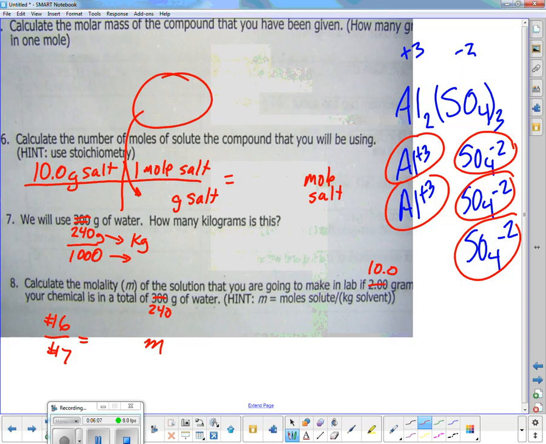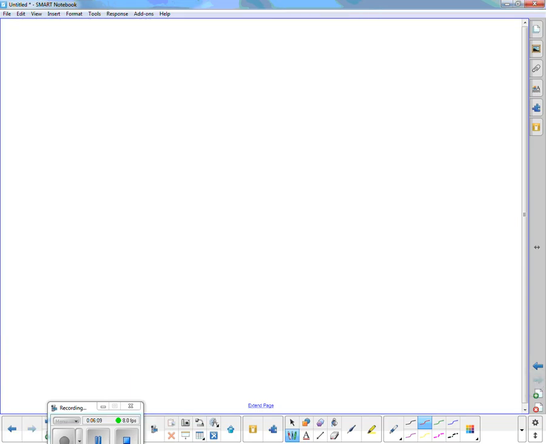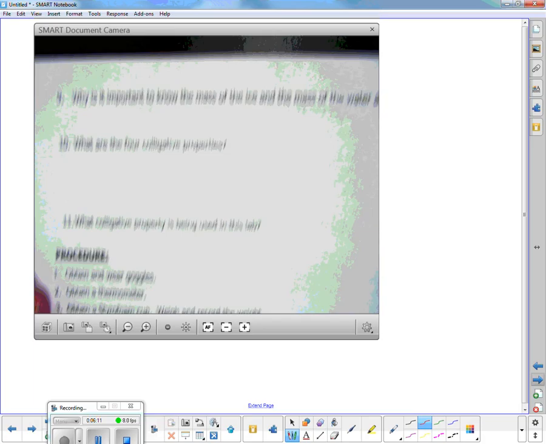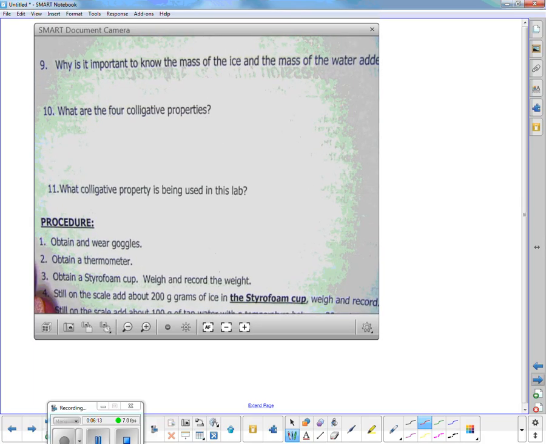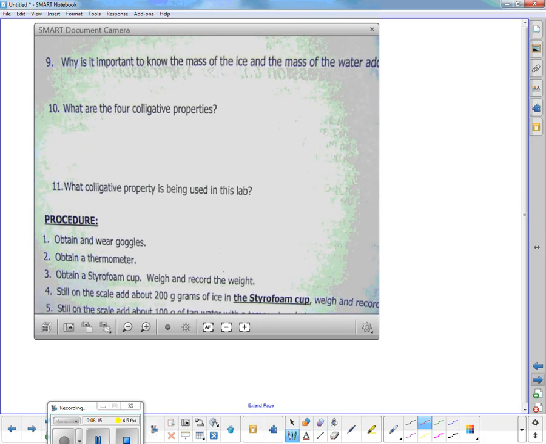Now, as we go on to the next page, or for you it's just the same page, just the other side, why is it important to know both the mass of the ice and the water? They are different phases, right? It's the same thing. They're both solvents. One's just in the solid phase, right? So because it's in the solid phase, we still count the mass of it.